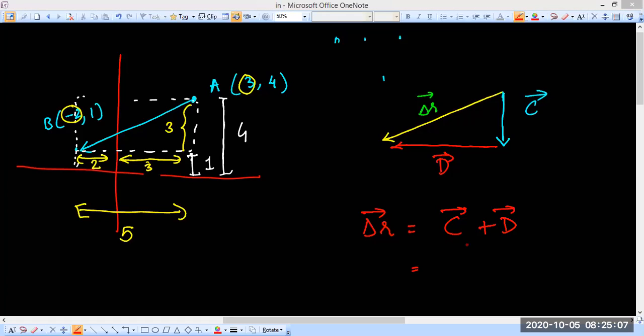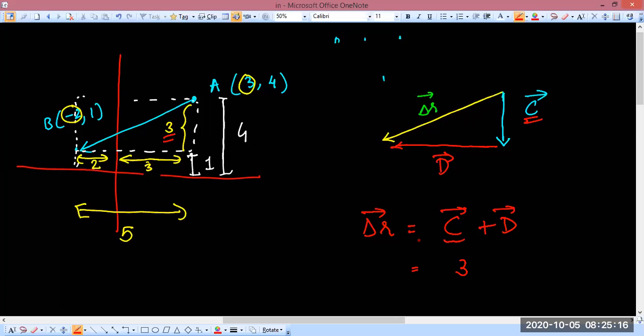Okay, so c vector is clearly 3 in length, but it is not in positive direction, right? It's not in positive y direction, it's actually going down. That means it is in negative y direction. So we should write -3 j caret. Clear?